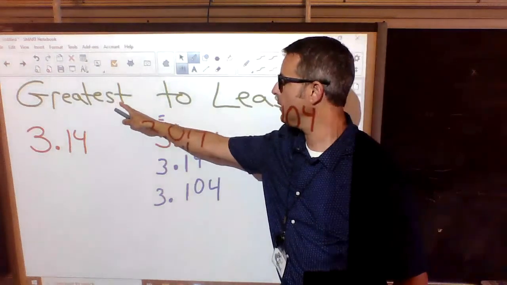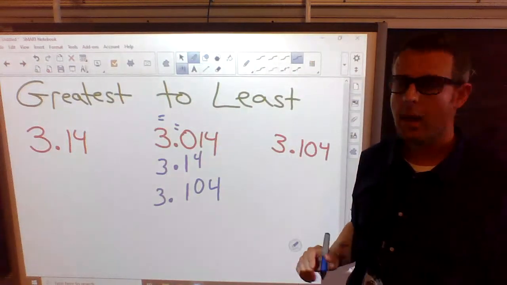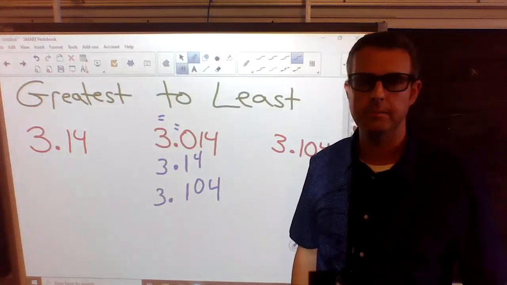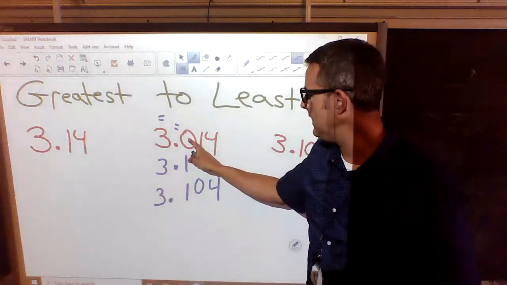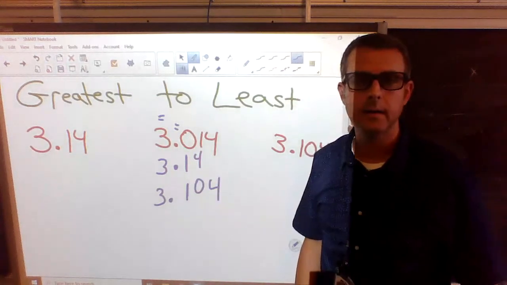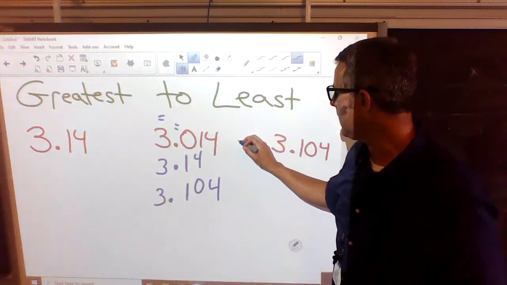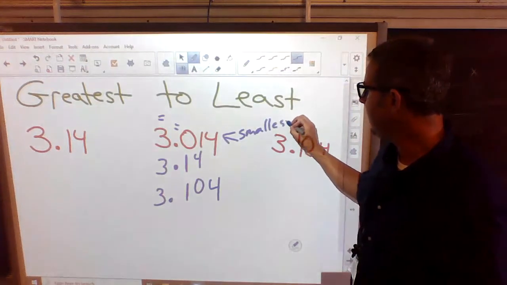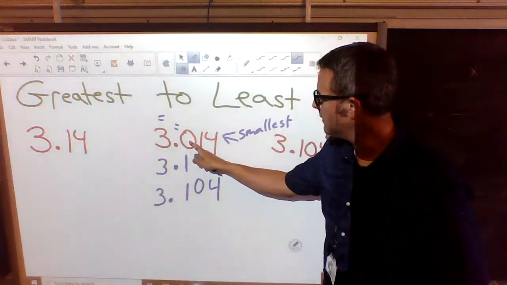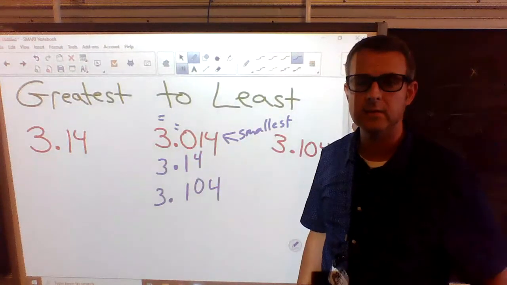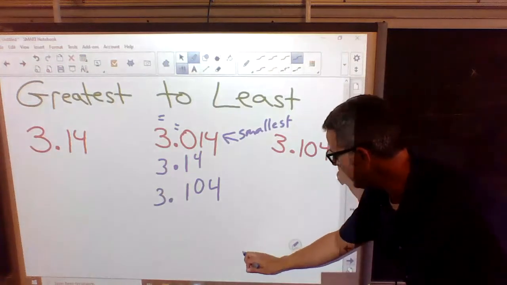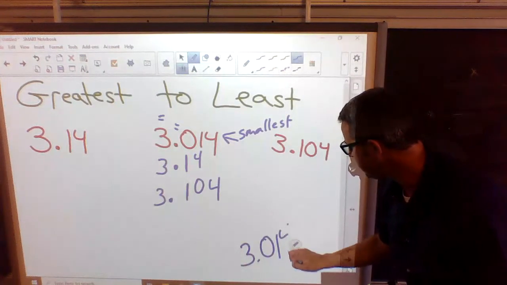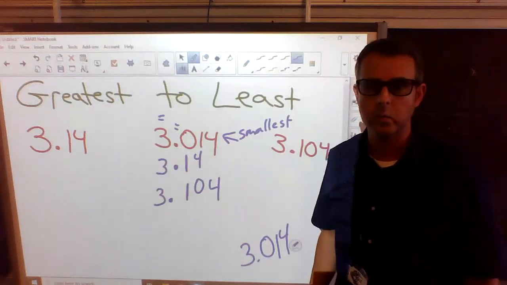Now I'm looking for the greatest to least. But this 0 tells me right now something very important. This doesn't have any tenths, and these both have 1. This means this one right here has to be the smallest or the least. That is the smallest number because it has 0 tenths and the other two have 1 tenth. We can go ahead and write it over here at the end because it is the smallest number. We are done with the smallest one.